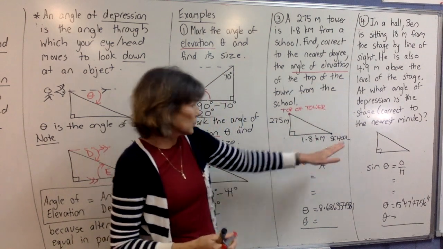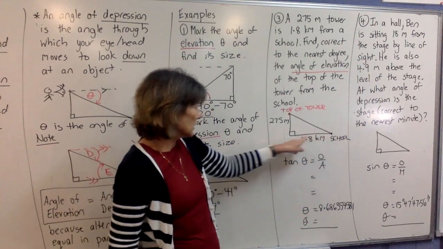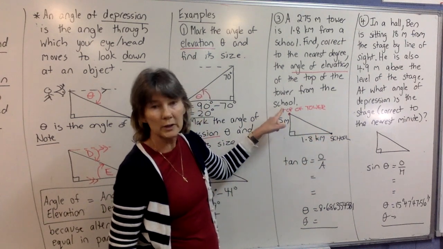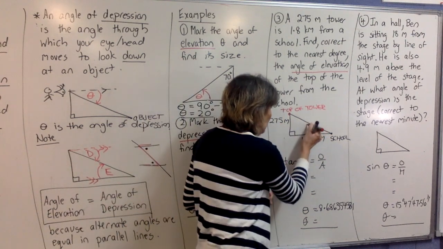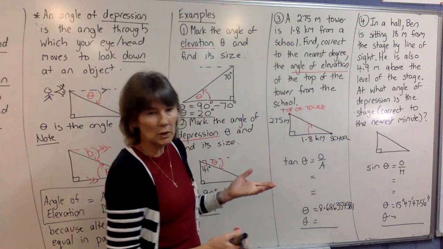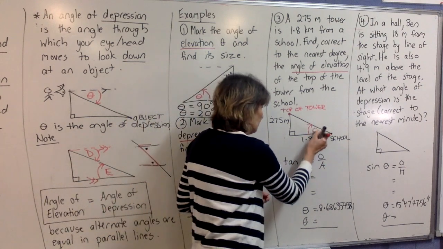So we're down here at the school. Normal line of eyesight is straight across. We want to be focusing on the top of the tower, so our angle of elevation is in here, and we'll just call it theta for what we're doing.